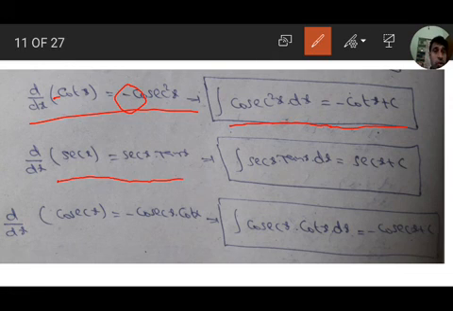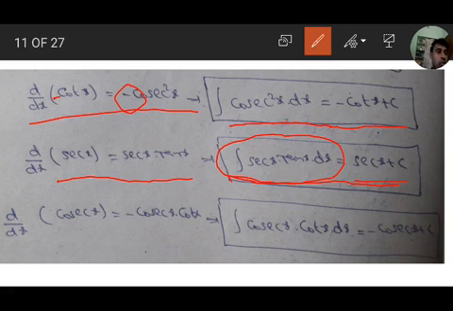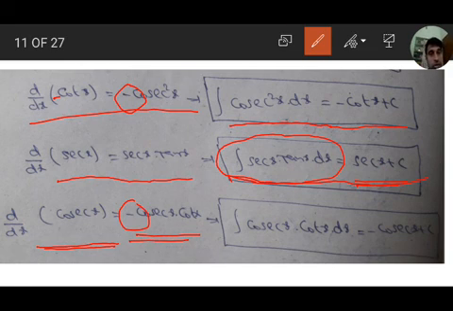Derivative of sec x equal to sec x into tan x. We know that from the second semester. Therefore, integration of sec x into tan x dx equal to sec x plus c. Derivative of cosec x equal to minus cosec x into cot x. If this minus goes to this side, derivative of minus cosec x is cosec x into cot x. Therefore, integration of cosec x into cot x equal to minus cosec x plus c.